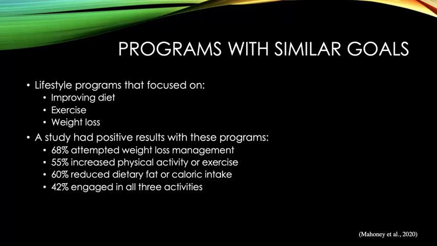A study among American adults who were told that they have prediabetes and are at risk for developing type 2 diabetes found that 68% attempted weight loss management, 55% had increased physical activity or exercise, 60% reduced dietary fat or caloric intake, and 42% engaged in all 3 activities.